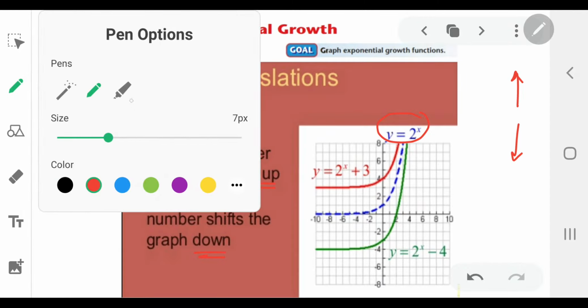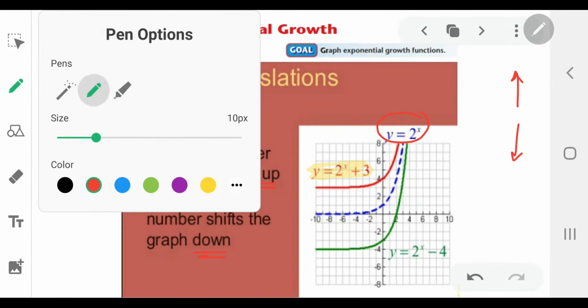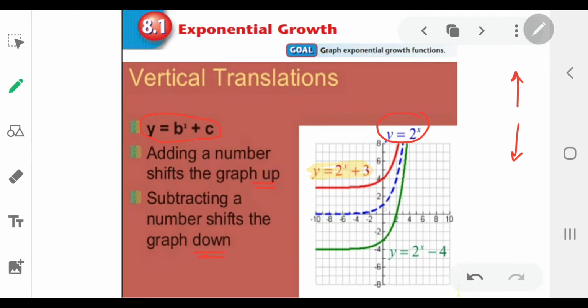Now, if you add a number outside the function, like this 3, the new function becomes y equals 2 to the power x plus 3. This 3, which is added to 2 to the power x, will cause a vertical translation up 3 units. It means the whole blue dotted graph is going to be shifted up 3 units. Let's see here. The original one has a y-intercept 0, 1, and from this point you can count 3 units up, 1, 2, 3, which will be 0, 4.